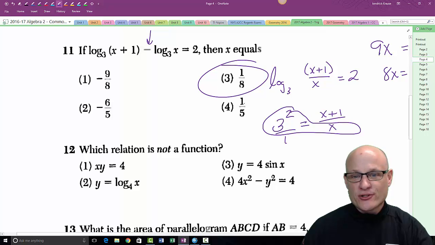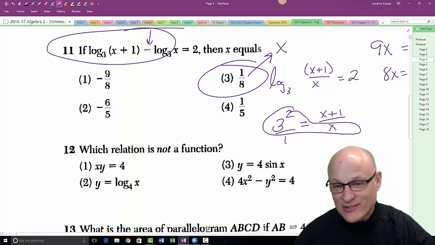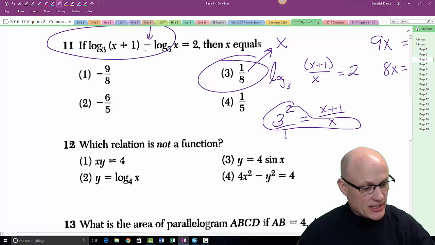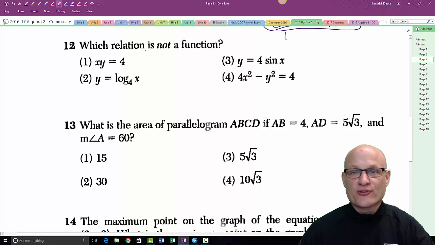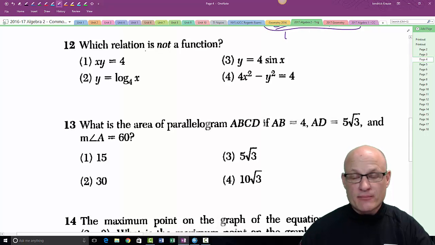Again, if you wanted to, you could have just taken this thing, stowed it into x, typed this left side in, and see what's going to give you 2. I'm not going to go through it, but it sure would. Which one is not a function? So here's what I would have done on the calculator. I'm not going to go through this with you.